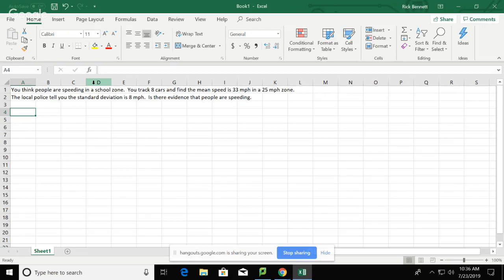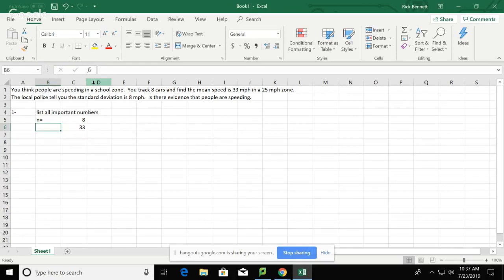All right, what is step number 1? List all your important numbers, including your alpha, even if it's not given. Okay. All right, so you think people are speeding in the school zone. You track 8 cars. Oh, there's the number 8, right? 8 is my N. You find the mean speed is 33 miles per hour. What's 33?